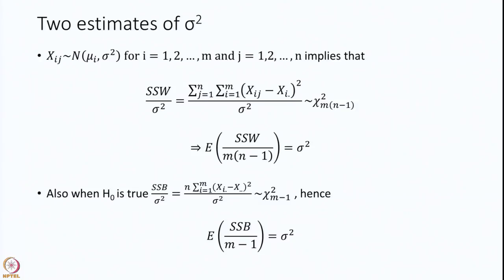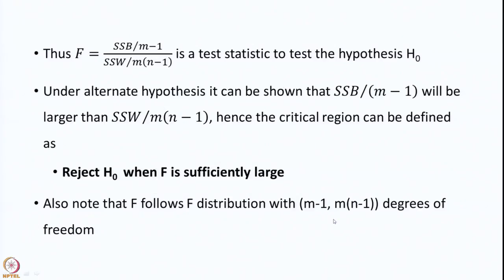The variation between the laboratories and the variation within laboratories, if you assume that all laboratories are the same, estimate the same quantity sigma square. And therefore, the ratio of the two is the test statistic to test the hypothesis that all means are the same, because if the hypothesis is true, then this ratio has to be small. If the hypothesis is not true, then the ratio is going to be larger.